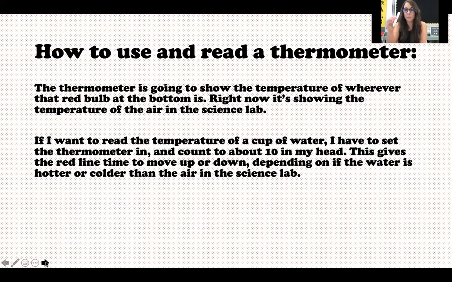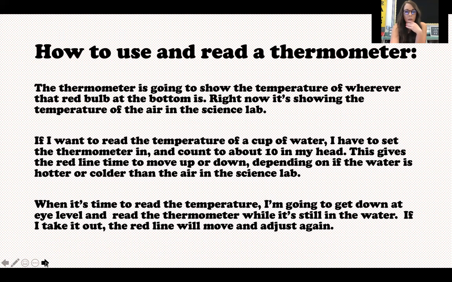So I cannot just put this in the cup of water or whatever I'm measuring the temperature of and immediately look at it, okay? That red line needs a chance to move, especially if what I'm measuring is really, really, really hot. That red line is going to go pretty far up. So you have to give it about 10 seconds. Same thing if what I'm measuring is very, very cold. That red line needs time to move down. All right, so you've got to count to about 10 before you get your reading.